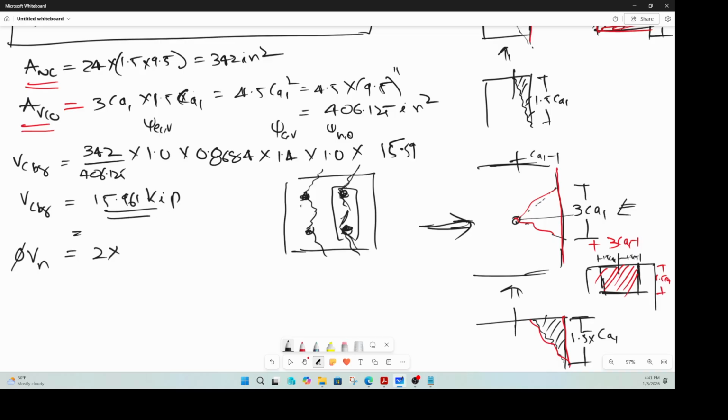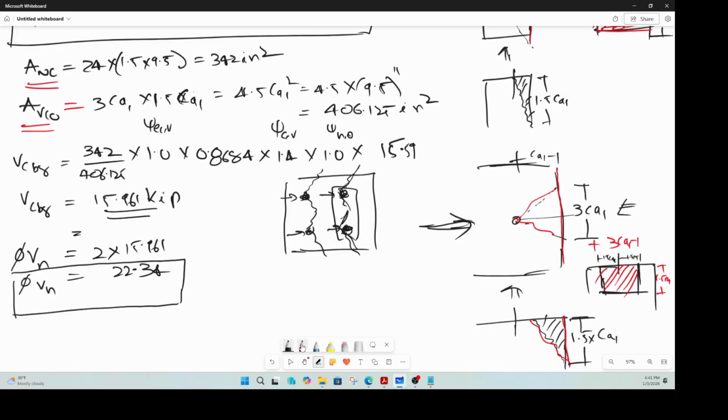So 15.961 is for these two. That means each one is 15.961 by 2. So 15.961 by 2, 15.961 by 2, 15.961 by 2, 15.961 by 2. That is nothing but 2 times 15.961, which is 22.34, right? So that is your phi VN, right?